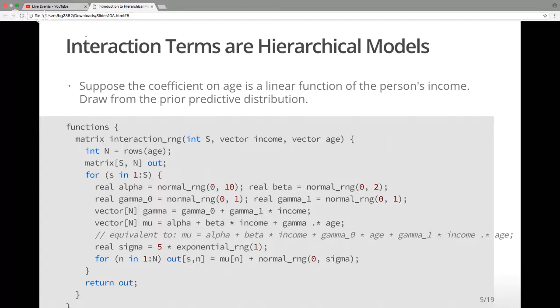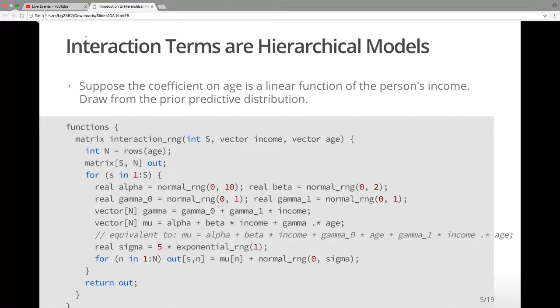So each person's age is being multiplied by their respective gamma, and the gamma of the ith observation is gamma 0 plus gamma 1 times the income of the ith person. And so our coefficient on age is a linear function of the person's income.